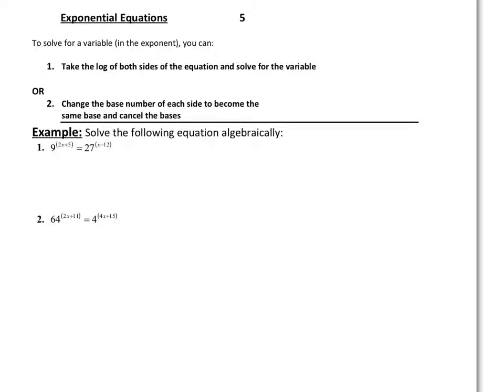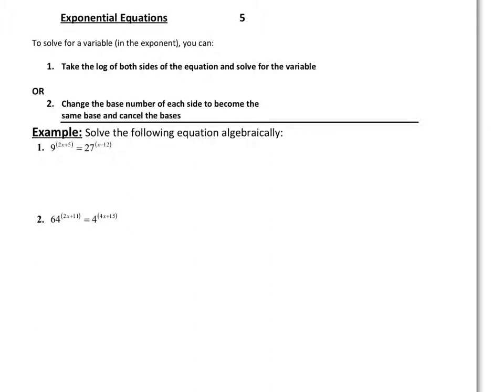Exponential equations, there's two ways to solve them. One way is taking the log of both sides and moving your exponent. The other way is changing the base so the base number is the same and then multiplying your exponents. So I'll do one each way. I'll take the log of both sides for the second one. I'm going to change the base for the first one.